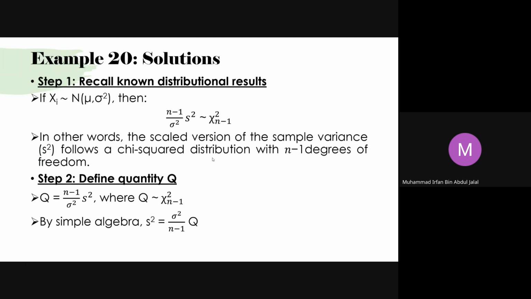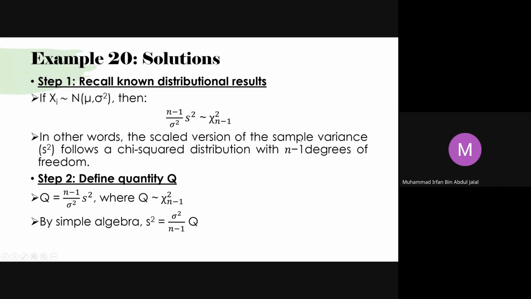Okay. Again, for this example, recall the distributional results that you have learned in your previous lecture. If a random variable xi is distributed as a normal distribution with a mu parameter and the sigma squared, or the variance parameter, then the sample variance scaled by n minus 1 divided by the population variance will be distributed as a chi-square distribution with a degree of freedom n minus 1.